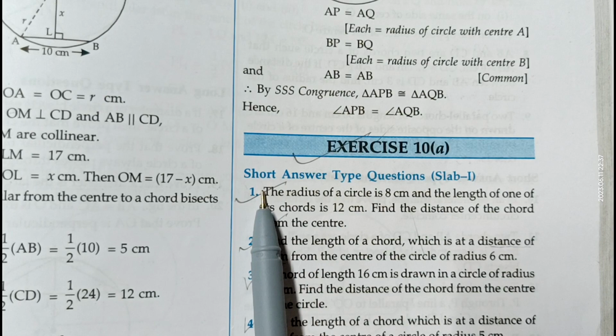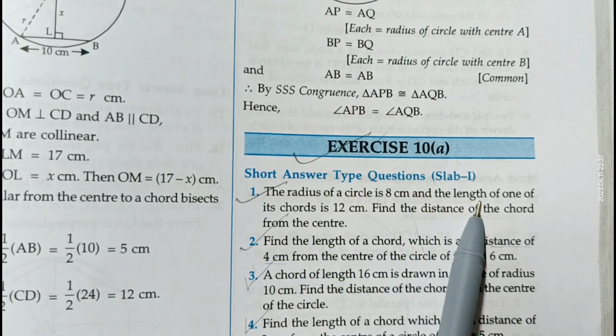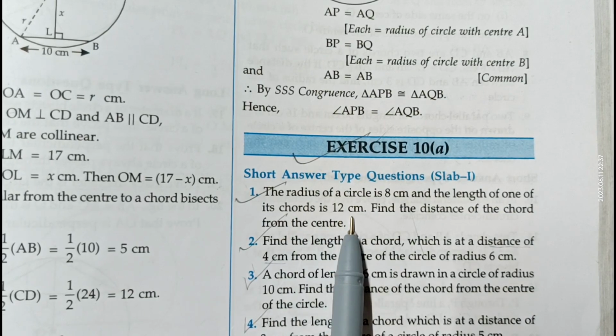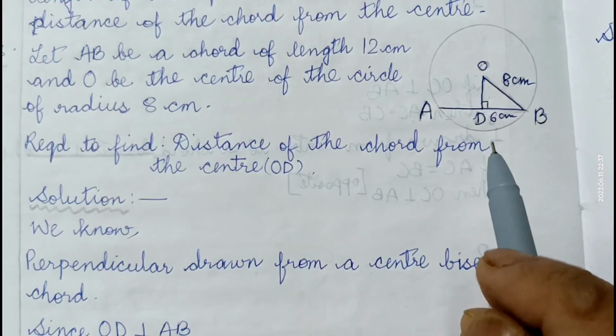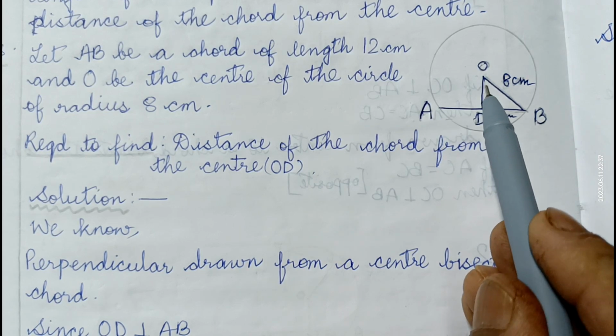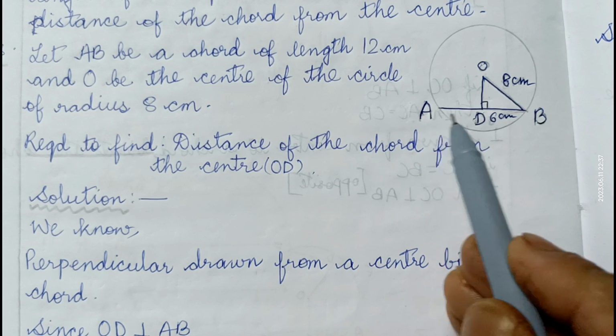In 10A, question number 1 is: the radius of a circle is 8 cm and the length of one of the chords is 12 cm. Find the distance of the chord from the center. Here we can consider, let O be the center of a circle and AB be any chord whose length is 12 cm.